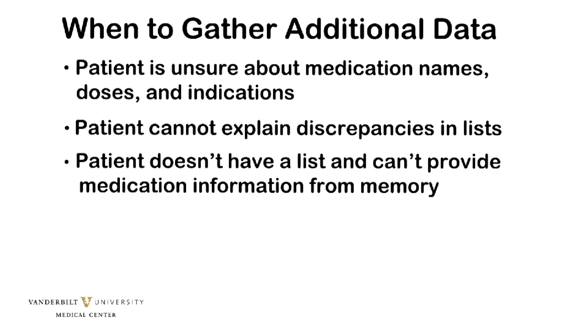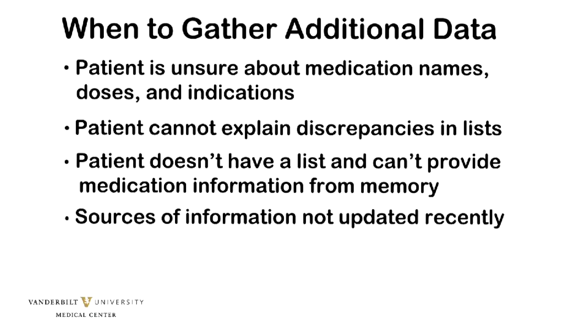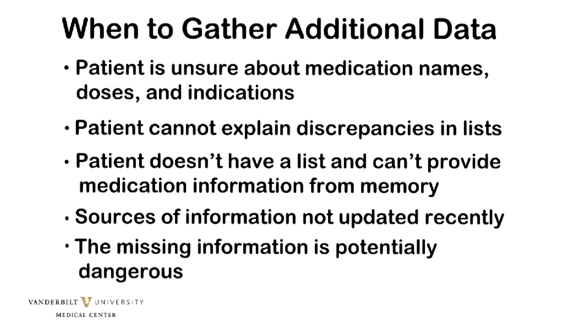Gather additional data if the patient doesn't have a list and can't provide medication information reliably from memory. This is important if the available medication list has not been updated recently. The nature of the missing information should also be taken into account. For example, if the only unresolved piece of information is the dose of a cholesterol-lowering medication, then it is not as urgent to call the pharmacy for confirmation. But if the issue in question is the dose of insulin, where any dose is possible and the risk of over or under treatment are high, then it might be necessary to contact the pharmacy or outpatient provider's office.